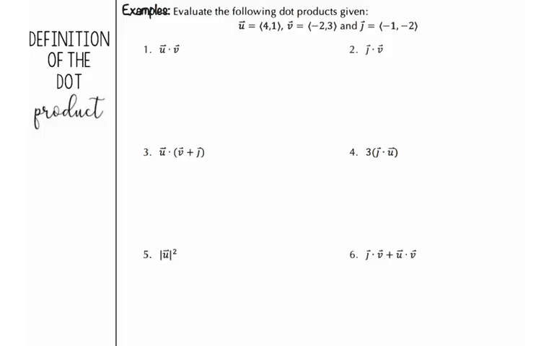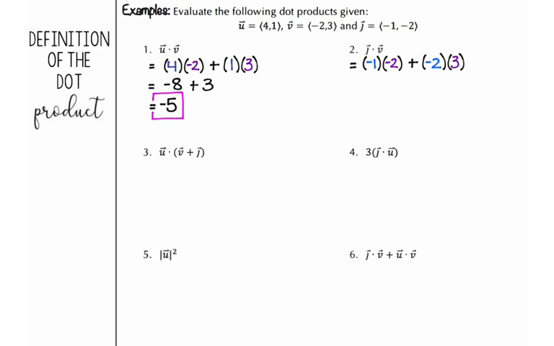Let's do a few problems here, some examples. And we're using the vectors up here that are given in the problem: vector u is 4, 1, vector v is negative 2, 3, and vector j is negative 1, negative 2. For problem number 1, u dot v, I write both my a's, 4 and negative 2. I write both of my b's, 1 and 3. Multiply my a's, multiply my b's, and then add it all together, and I get the number negative 5.